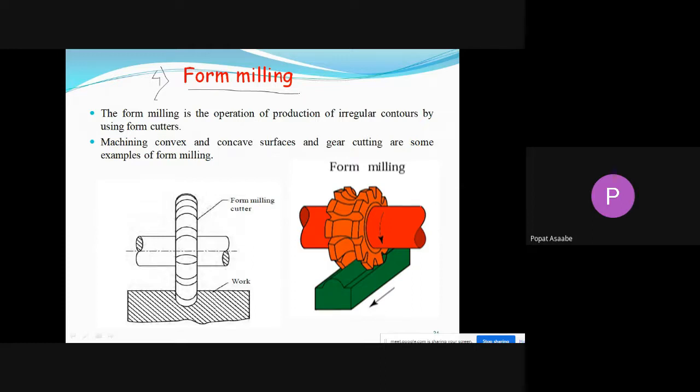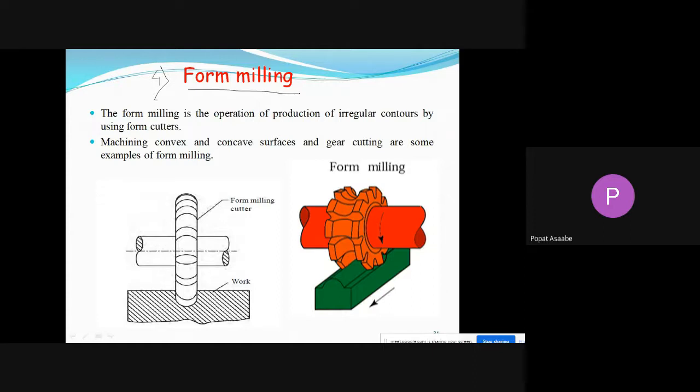In plane milling, the axis of your cutter is parallel to the work surface. Then face milling, in which again we can produce a flat surface on the workpiece, but the axis of the cutter is perpendicular to the workpiece. Then angular milling, in which we can produce angular machining on the workpiece, and the example of angular milling is the V blocks.